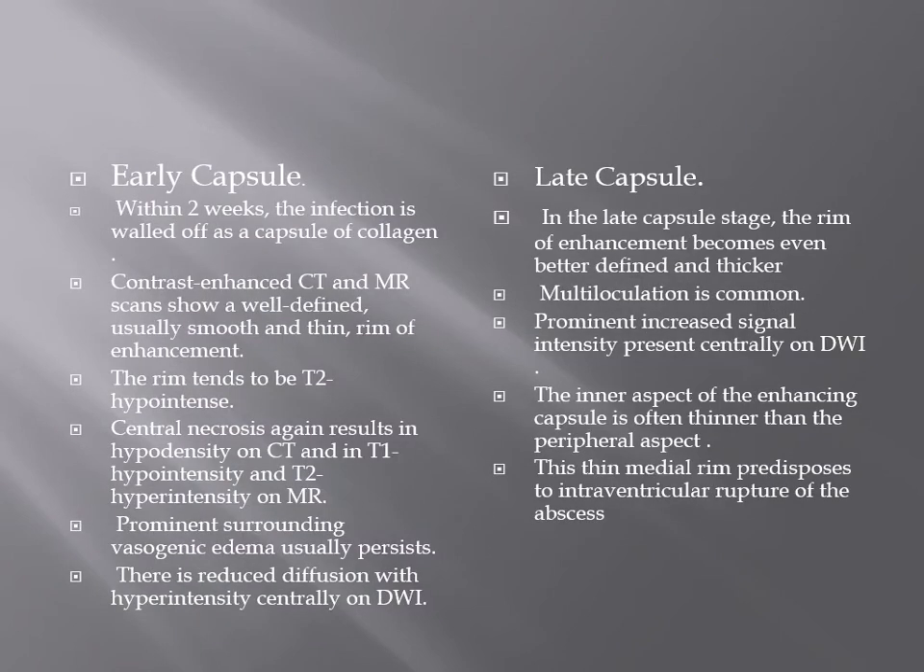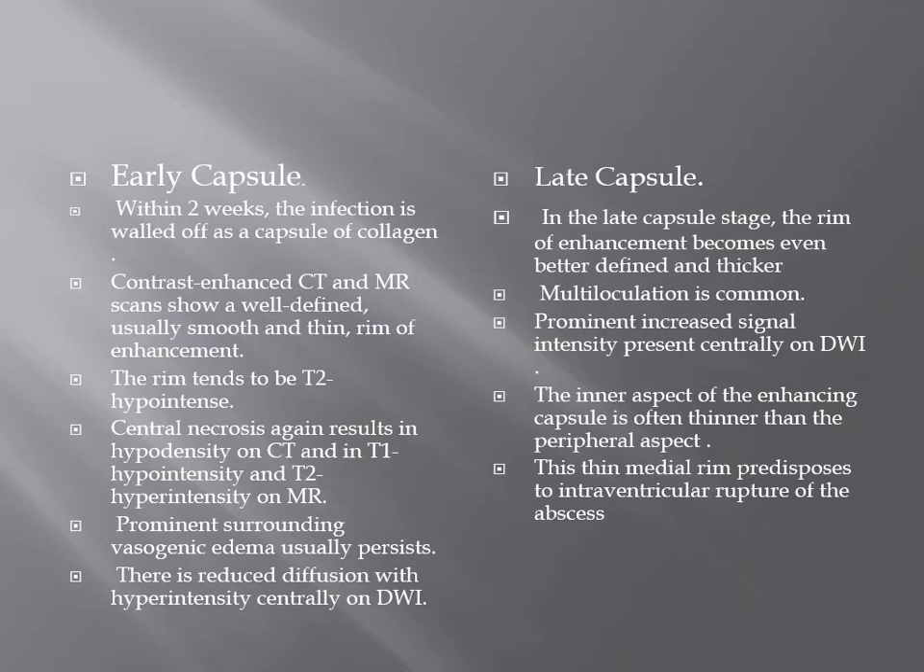In the early capsule stage, within 2 weeks, the infection is walled off as a capsule of collagen is formed. Contrast enhanced CT and MRI show a well-defined, usually smooth and thin rim of enhancement. The rim tends to be T2 hypointense. Central necrosis again results in hypodensity on CT and T1 hypointensity and T2 hyperintensity on MRI. Prominent surrounding vasogenic edema usually persists. There is reduced diffusion with hyperintensity centrally on diffusion weighted.